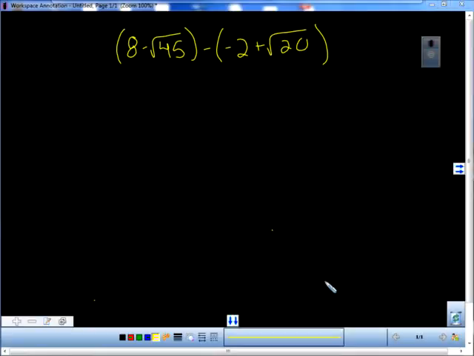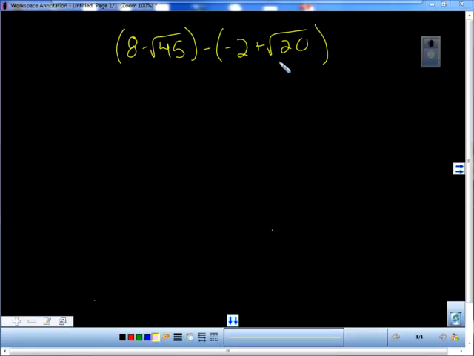All right, so we have 8 minus square root of 45 minus negative 2 plus square root of 20. Any ideas how we would subtract those two expressions? Yes? We have to break our square roots apart. What do you mean by break the square roots apart? We go back to 3. Okay, so we have to simplify both square roots first.